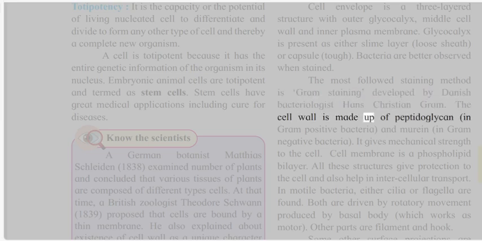The cell wall is made up of peptidoglycan in gram-positive bacteria, and murein in gram-negative bacteria. It gives mechanical strength to the cell. Cell membrane is a phospholipid bilayer. All these structures give protection to the cell and also help in intercellular transport.